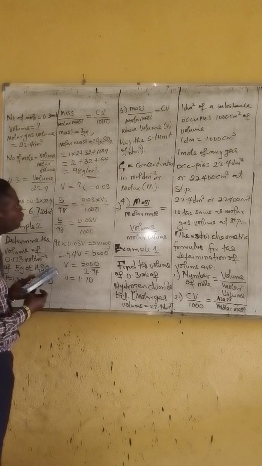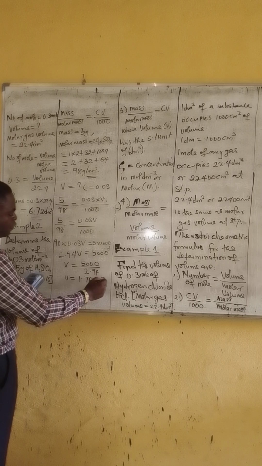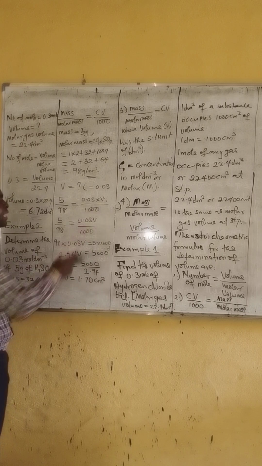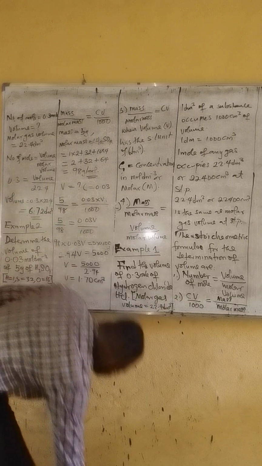What unit are we going to put? The unit we are going to put is cm cube. Why? Because in the formula there is over 1000. And if in the formula there is over 1000, then the SI unit would have been what? dm cube. Now let's go on.